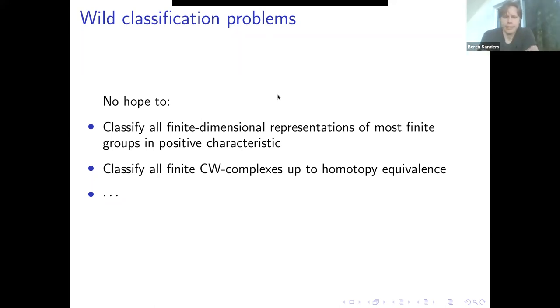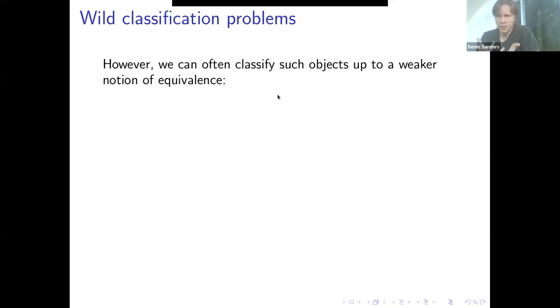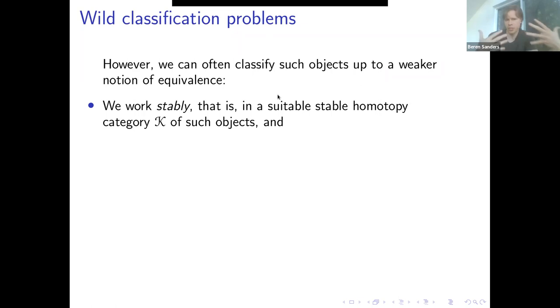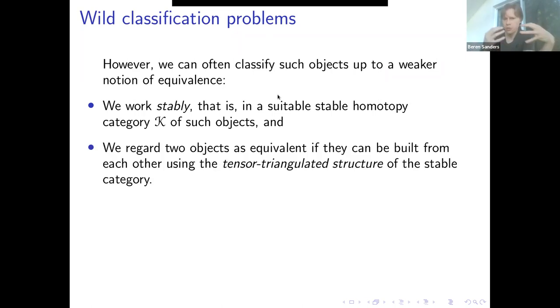So with this in mind, a very significant development of the last 30 or 40 years has been the realization that nevertheless, we can often classify these mathematical objects up to, well, not up to isomorphism, but up to a weaker notion of equivalence. So we work stably, that is, we work in a suitable stable homotopy category of such objects. And we classify those objects not up to isomorphism, but rather up to a weaker notion of equivalence, which describes how these objects can build each other using the tensor-triangulated structure of the stable category. So more precisely, we say two objects are equivalent if they can be built from each other using the tensor-triangulated structure, so direct sums, tensoring with objects, using exact triangles, and so on.